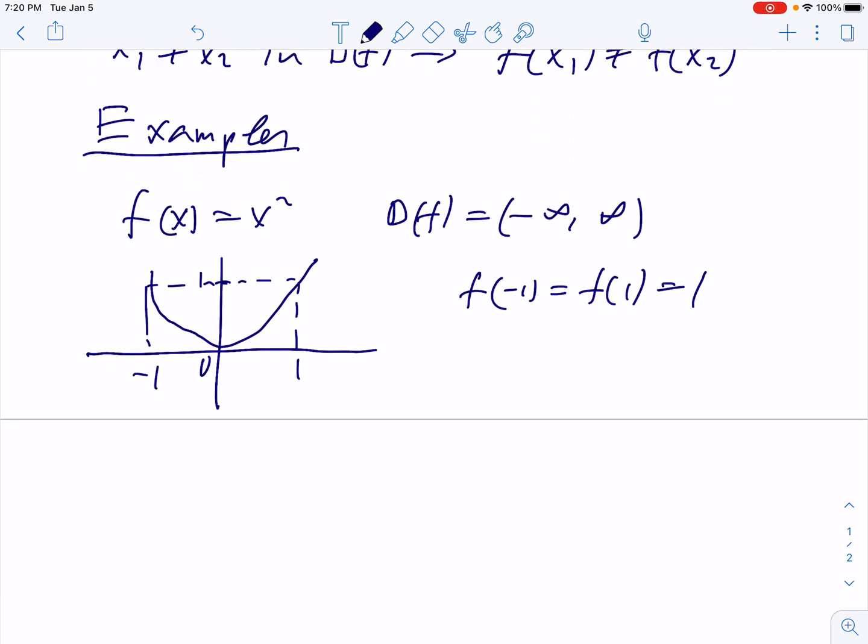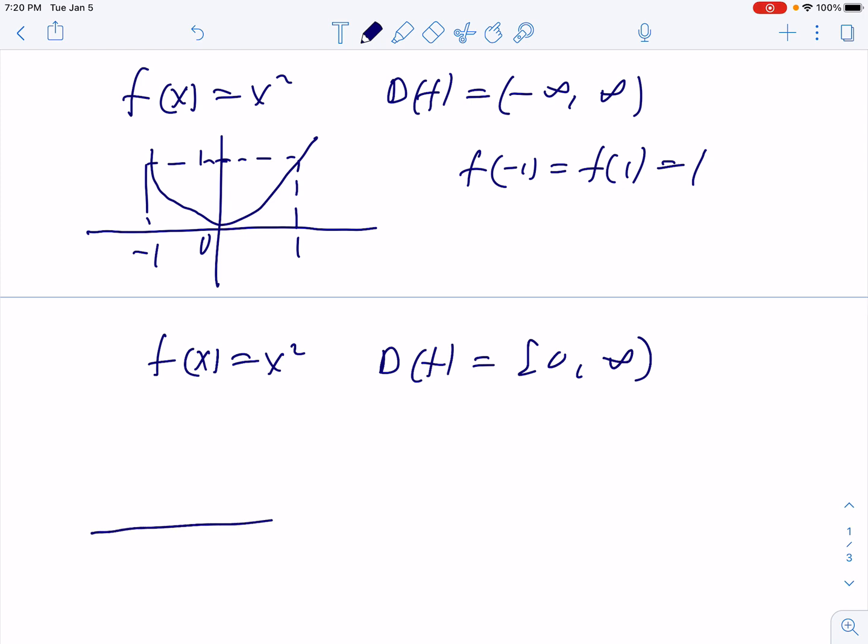However, if we take the function f(x) equals x squared with a different domain, if you take the domain now to be only positive numbers, the graph of the function will be only this part of the parabola. And this function is one-to-one. For every image y we choose on the y-axis, so let's take a point here y, we can find only one original x.